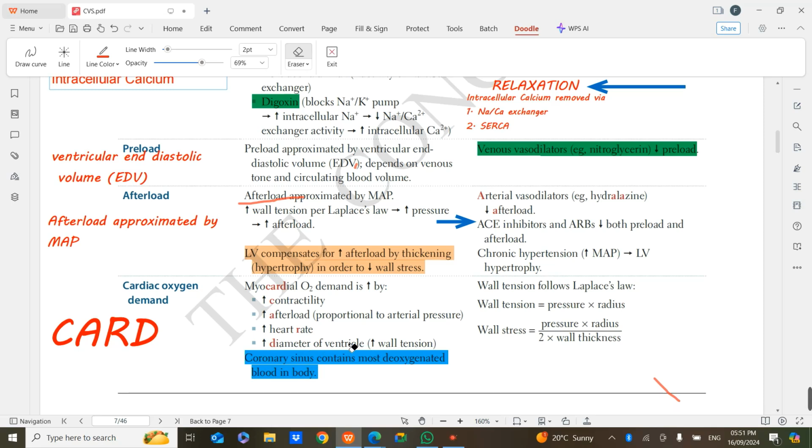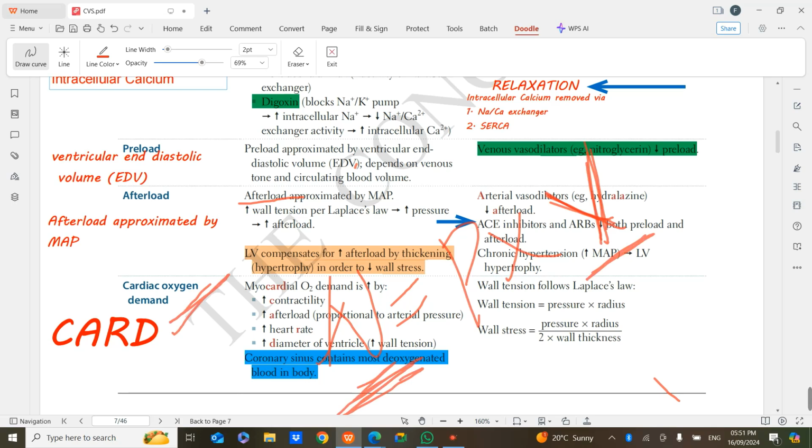If that has increased, what do you think will happen to the work done by the heart? You remember the formula? W is equal to pressure times volume. If I've loaded a lot of volume into the heart, it shows that the work done by the heart will also rise. Then the cardiac oxygen demand will rise.